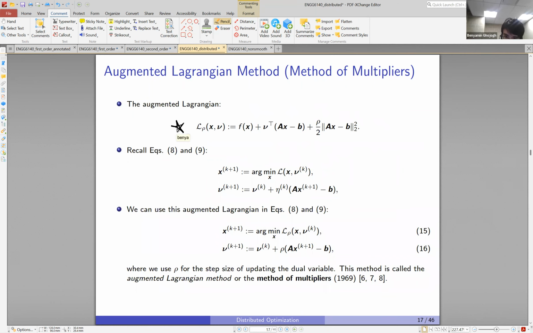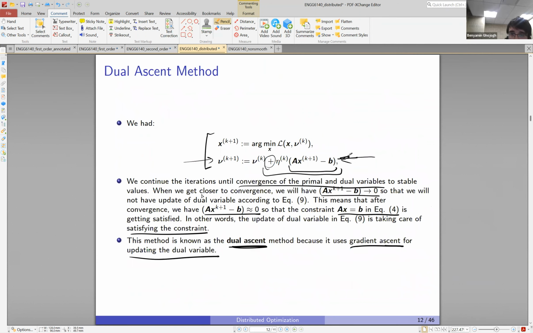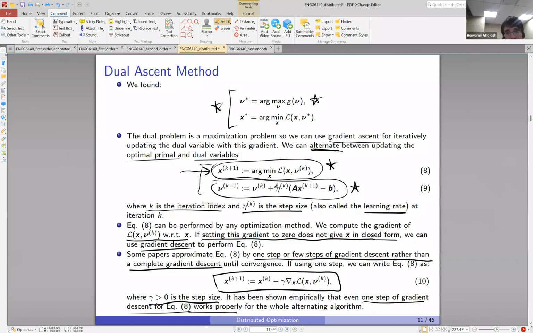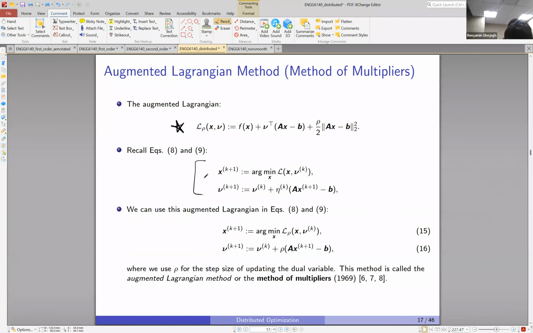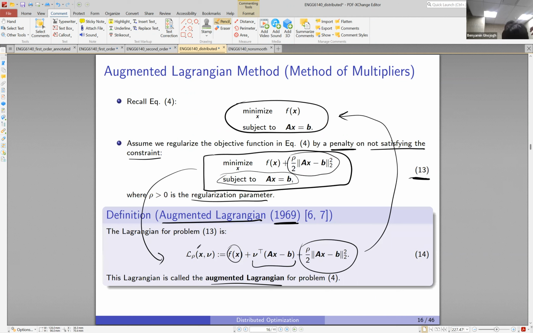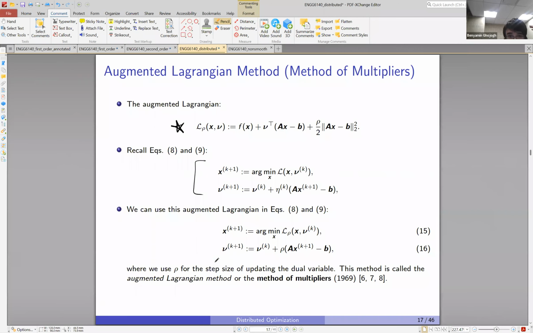Recall equations 8 and 9. Where were they? Okay, I have repeated them here. Let's look back. For dual ascent, the equations that we had in dual ascent, I'm repeating them here. Recall them. Now let's use this augmented Lagrangian in these two equations. So rather than the Lagrangian, here we have, by the way, do you see the difference of notation? Rather than L, I am using L rho. So rho is now the parameter of the augmented Lagrangian, right? So here, rather than the Lagrangian, I'm using the augmented Lagrangian.